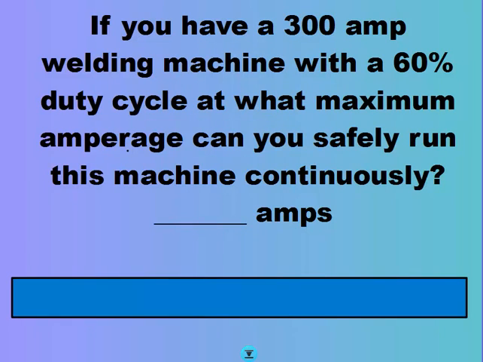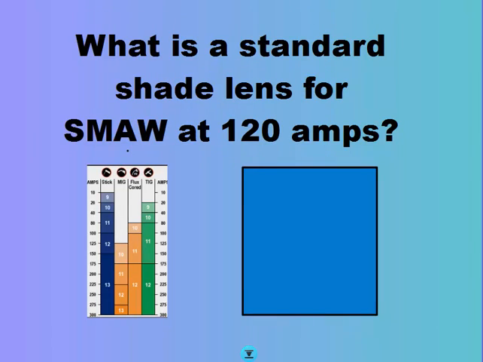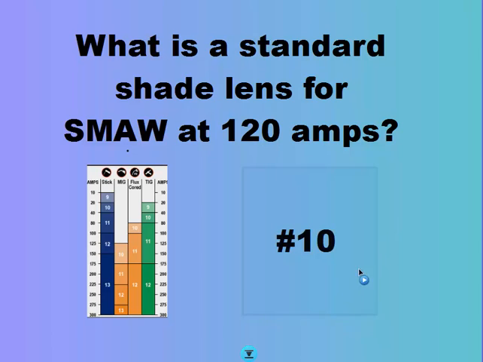If you have a 300 amp welding machine with a 60% duty cycle, at what maximum amperage can you safely run this machine continuously? The answer is 180 amps. What is a standard shade lens for SMAW at 120 amps? The answer is number 10.